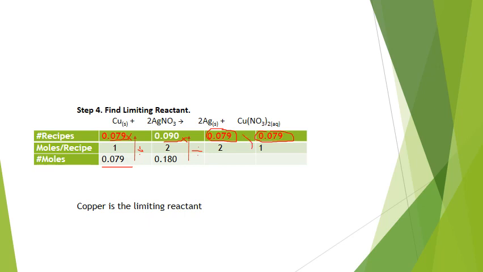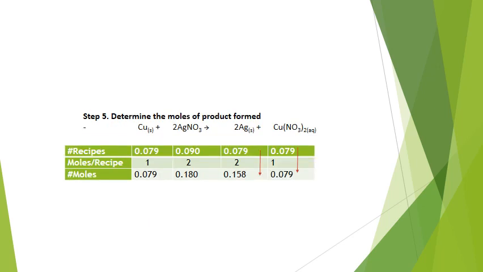Okay, now the next thing you can do is figure out how many moles that amount of recipes can make. So we know we can do it 0.079 times. Figure out the amount of moles of your product. Okay, so now you have your moles of product, and now we see how much of our product we're going to make.